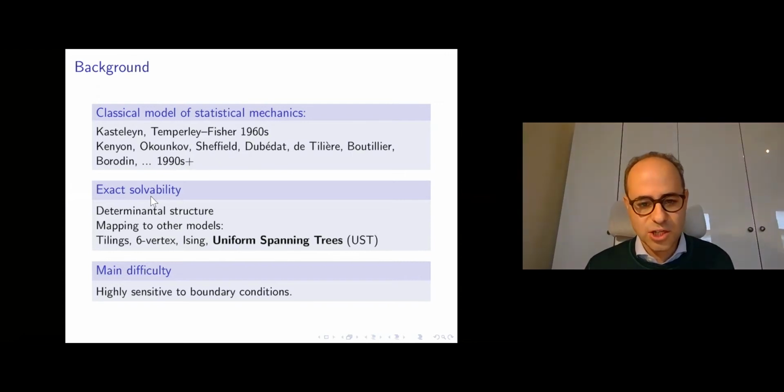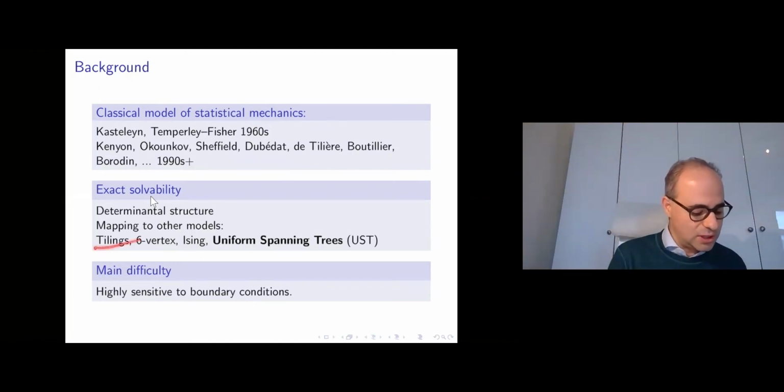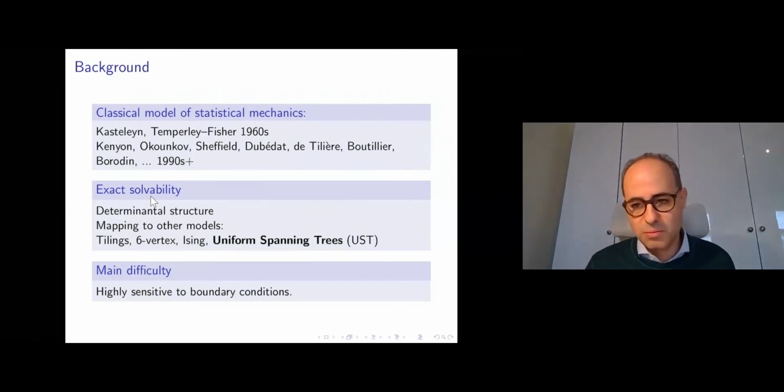And another aspect of this exact solvability is that this model has incarnations in other models of statistical mechanics, including random tilings. I've basically explained that. But also strong connections with the 6-vertex model and the Ising model. And for me, what's going to be important in this talk is a connection to uniform spanning trees.